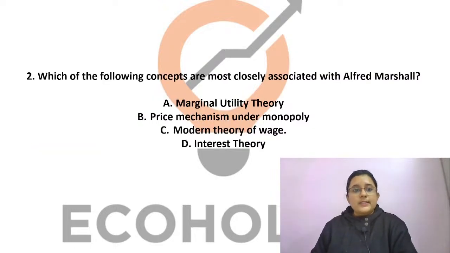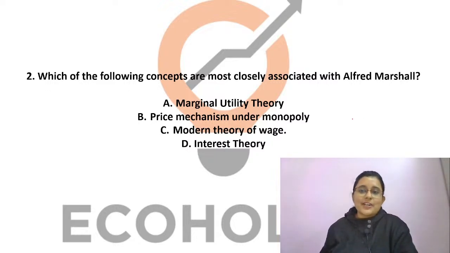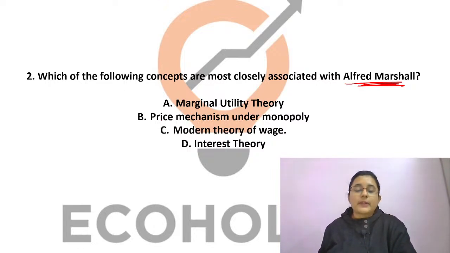Now, moving on to the second question. Which of the following concepts are most closely associated with Alfred Marshall? Alfred Marshall, a very famous economist. You have to tell which concept is closely associated with him, whether it is marginal utility theory, price mechanism under monopoly, modern theory of wage, or interest theory. What should be the right answer to this question?